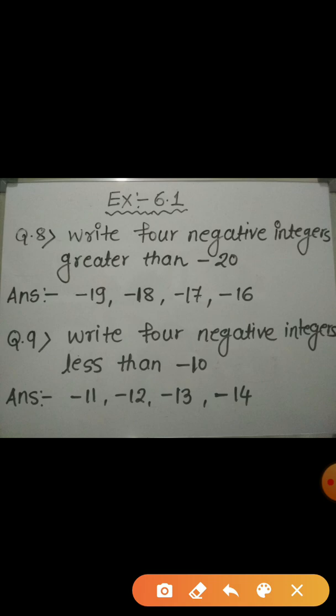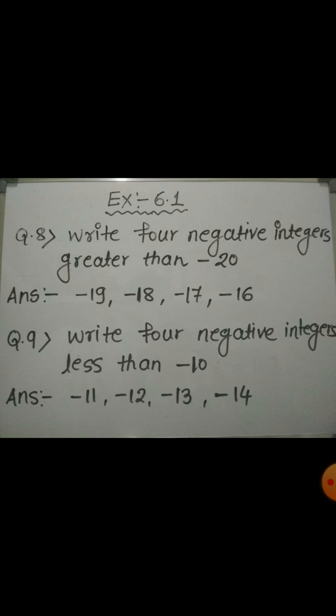Now just now we have seen that as we go to the left of 0 on the number line, the value of the number goes on decreasing, right? So if we further go to the left of minus 10, we'll get the integers which are less than minus 10, right? So what will you get when you go to the left of minus 10 on a number line? You will get minus 11, minus 12, minus 13 and minus 14. So these are the negative integers which are less than minus 10.